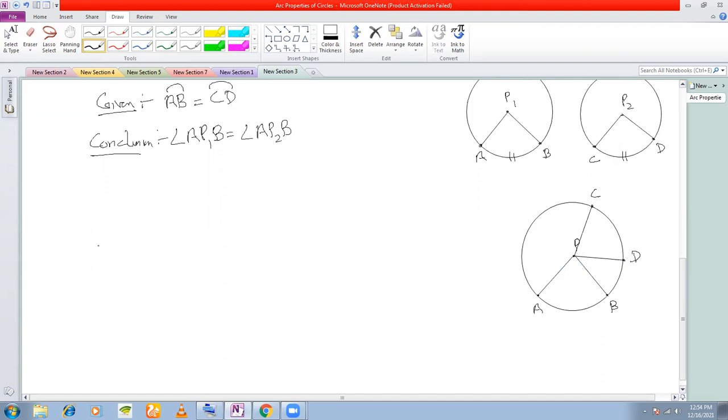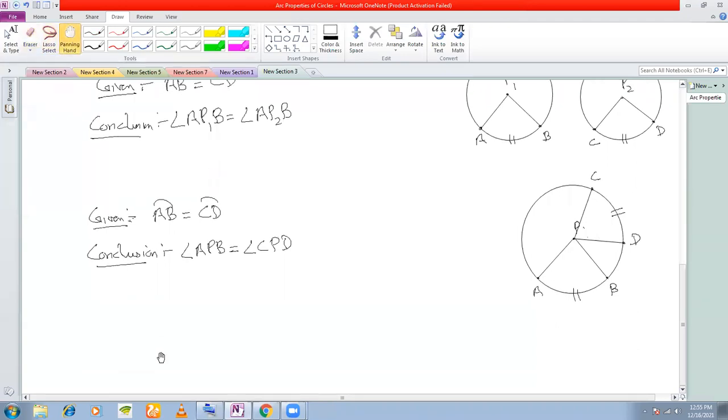Okay. And I give you here for the same circle that arc AB is equal to arc CD. That is, this arc is equal to this arc. Then my conclusion will be that these two angles are also equal. That means this angle must be equal to this angle. So I conclude angle APB is equal to angle CPD. Clear with this theorem?